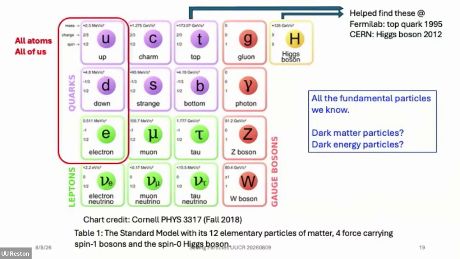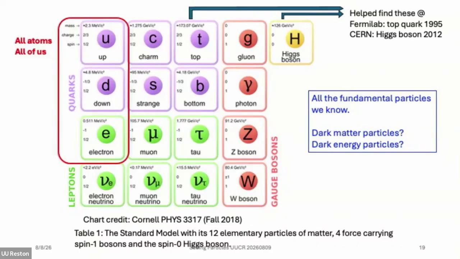And then in the red there you have the force carriers, the W and Z bosons that carry the weak force. They were discovered at CERN in that experiment I showed you just before. The photon is the particle of light, the gluon sticks quarks together in protons. And then the Higgs boson was the last fundamental particle here that we discovered at CERN in 2012, and I was privileged to be part of that discovery as well.